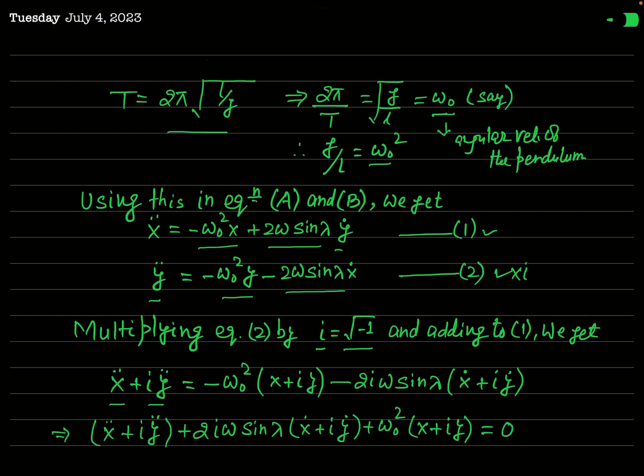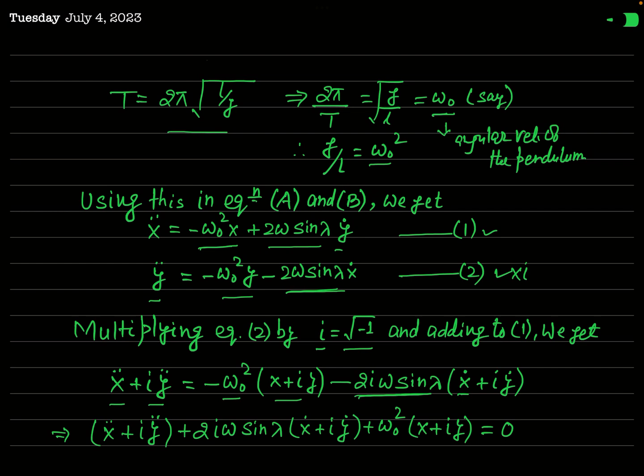Now see the first term of both equations. In the second term i will be multiplied, and you can take this minus omega naught square as a common factor, and so the remaining factors will be x plus iy. And in the second term, again you can see I have multiplied the second equation by i. Okay. And if you take minus 2i omega sine lambda as a common factor, then what will be your result? You can see here in the second term of equation 2, this minus 2i omega sine lambda is present, so here only x dot will remain.